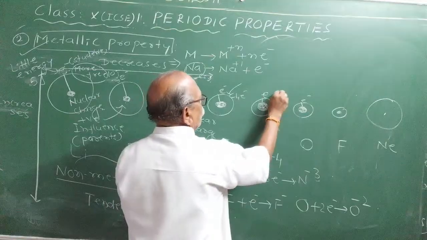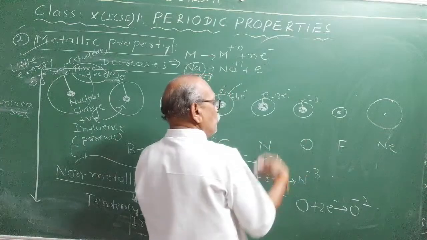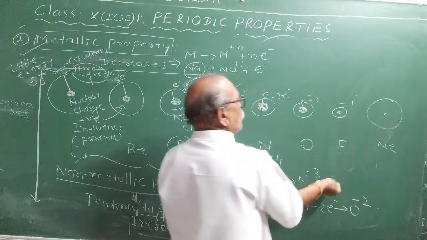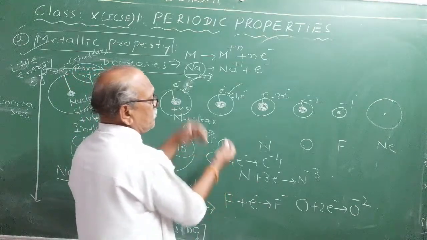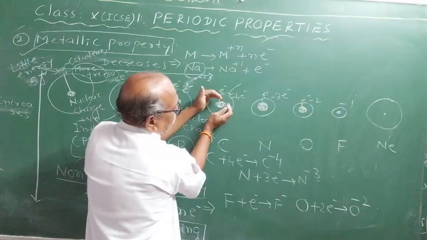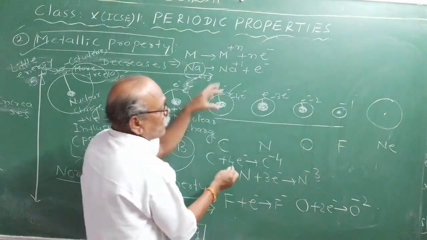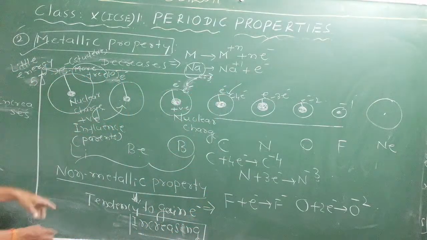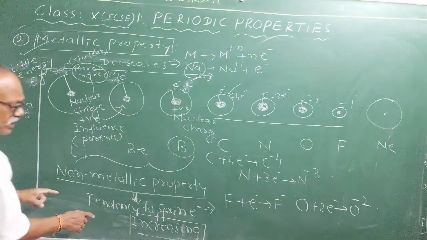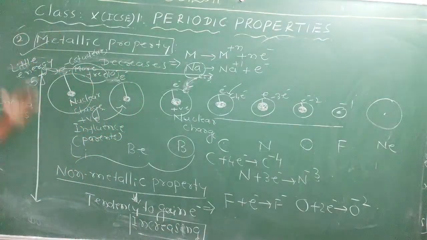Nitrogen has the ability to hold 3 extra electrons. Oxygen has the ability to hold 2 more extra electrons. Fluorine has the ability to hold 1 more extra electron. This tendency to gain electrons increases because an increase in the effective nuclear charge gives the ability to gain an electron and hold it. But metals do not have that ability. Therefore, this non-metallic property increases from left to right along the period. I hope the metallic and non-metallic property concepts are clear to you, my dear students.